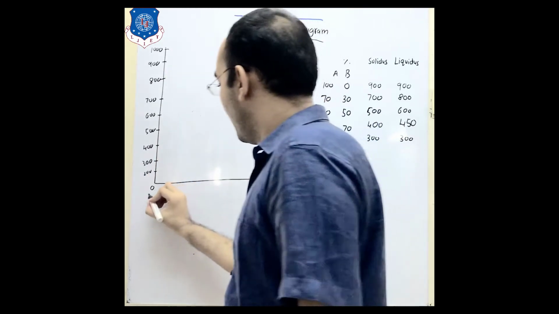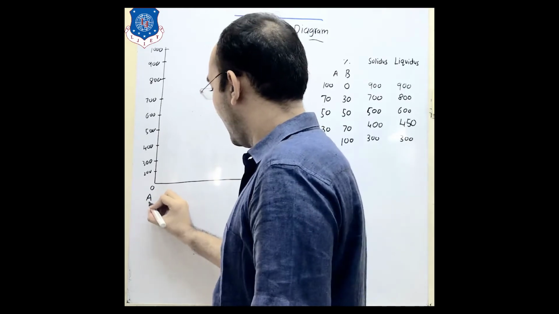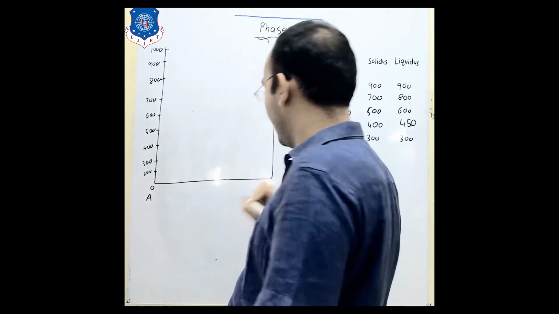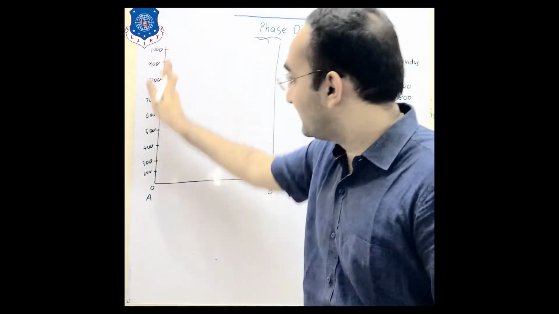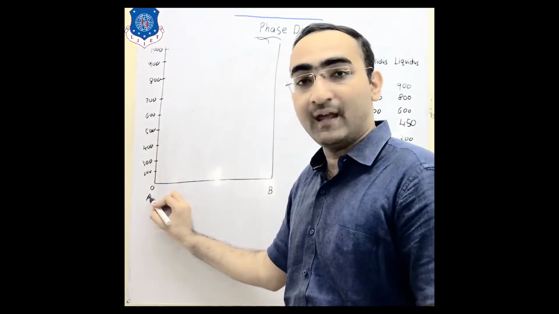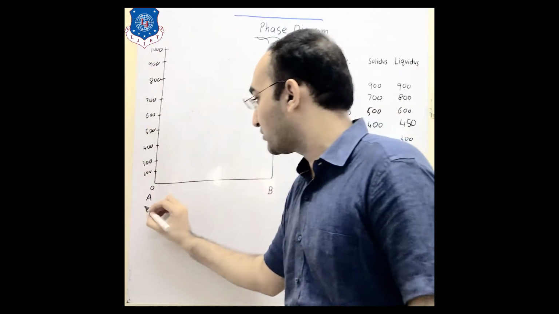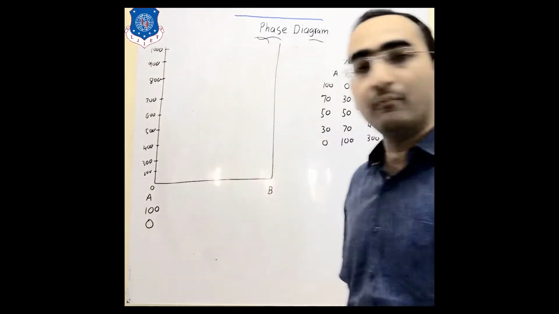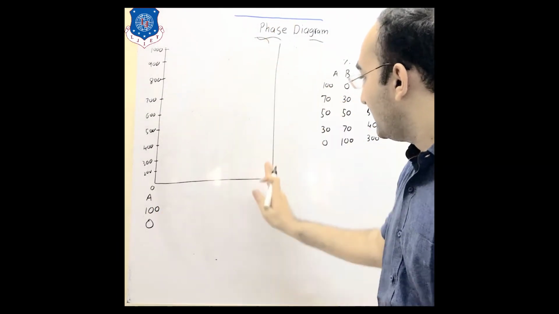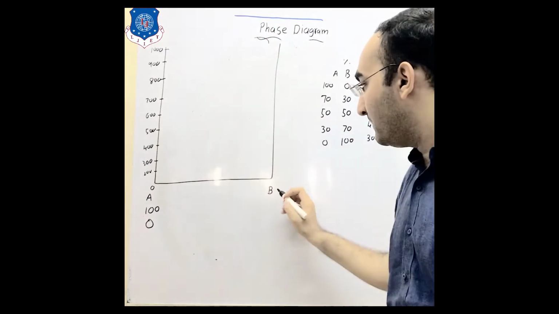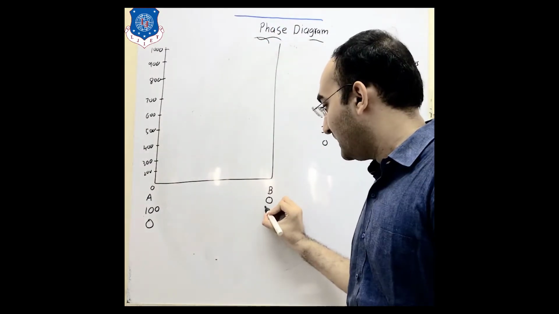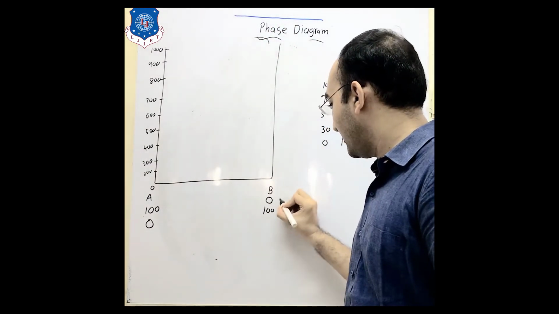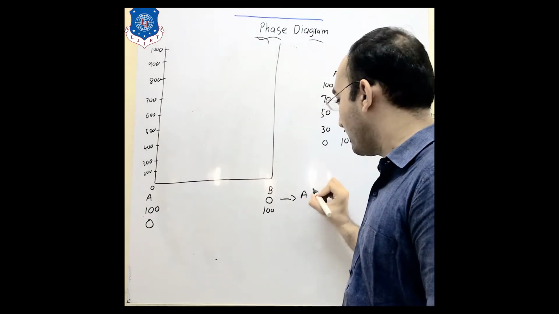Over here let us see A, and over here let us take B. This line indicates the pure metal A, so here the composition will be 100% A, 0% B. The same over here: here it is pure metal B, so here 0% A, 100% B. This line gives you the composition of A.